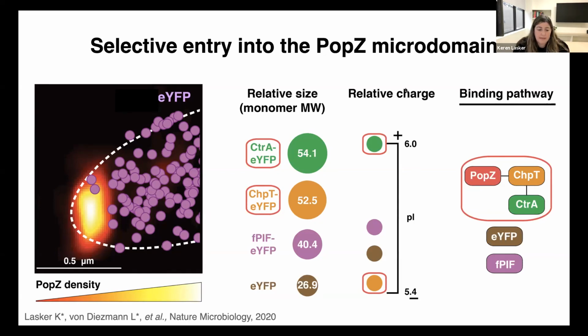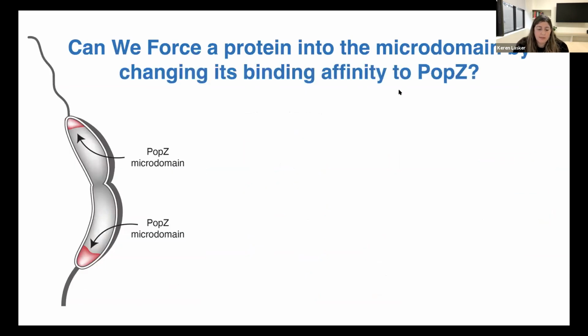But what we did find consistent is the binding pathway to PopZ, meaning that if the protein directly binds to PopZ, which ChiP-T, we showed through SPR, directly binds to PopZ, or has a binding pathway to PopZ, in this case, CPRA binds to ChiP-T that then binds to PopZ, it will enter the microdomain. So we were thinking, can we actually force a protein into the microdomain by changing its binding affinity to PopZ as a way to test this hypothesis?